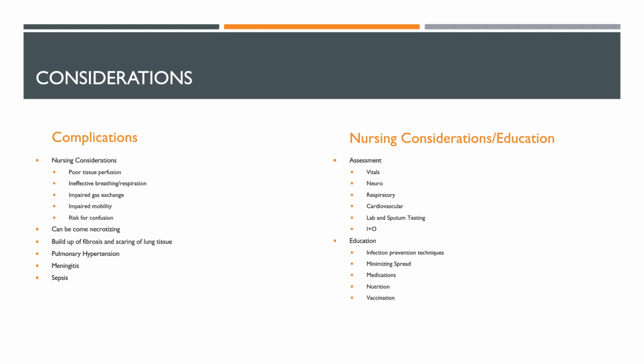Some main nursing problems would be poor tissue perfusion, ineffective breathing and respirations, impaired gas exchange, impaired mobility, and risk for confusion. As far as nursing assessment goes, we would want to focus on vitals, neurological status, respiratory status, cardiovascular, especially related to gas exchange. We would do lab and sputum testing and measure eyes and nose.